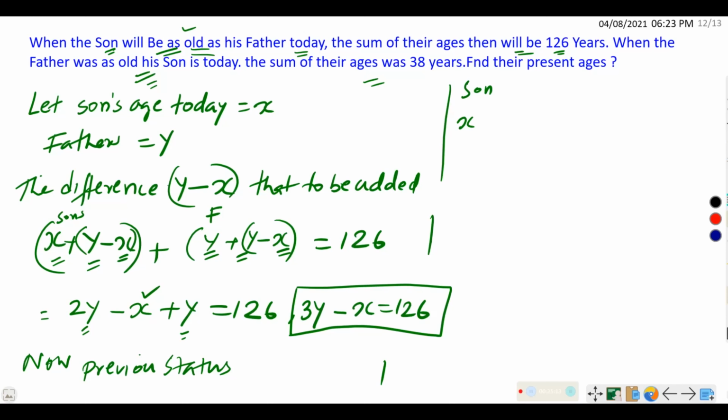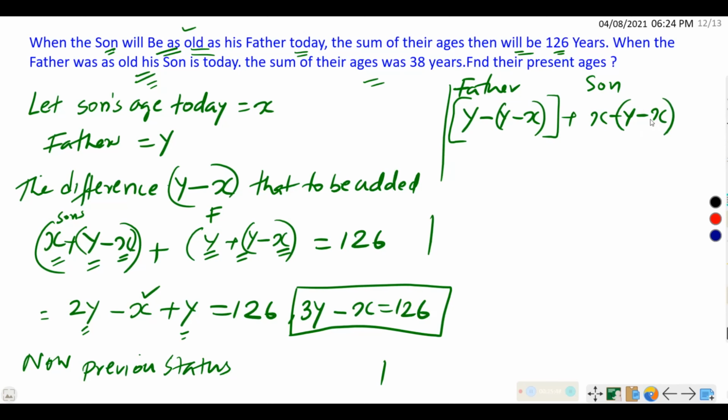Shall I write that of father first? That will be good, because the question in the textbook says that father's age became that of son. So y is father's age now. From that I have to subtract y minus x, the difference. So you will go back to son's age. Correct? And I have to add that, whatever I get, with that of son's age at that time. That means son's age is x, उनका भी age y minus x पीछे जाएगा. And the total is equal to 38.